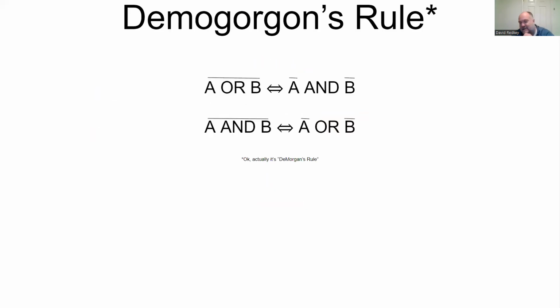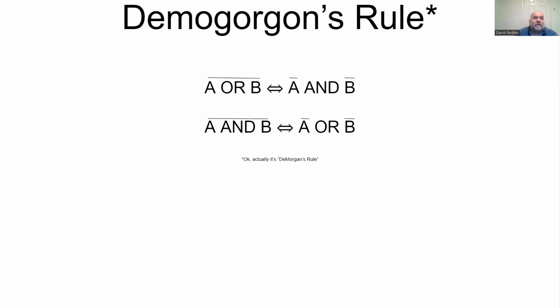Okay, well, there's this rule that was invented a while back called De Morgan's rule. I'm going to call it De Morgan's rule. That's kind of cool. Maybe it's not actually called that, but it's close. It turns out that not (A or B) is equivalent to not A and not B. And similarly, NAND, that is to say, not (A and B), is equivalent to not A or not B.